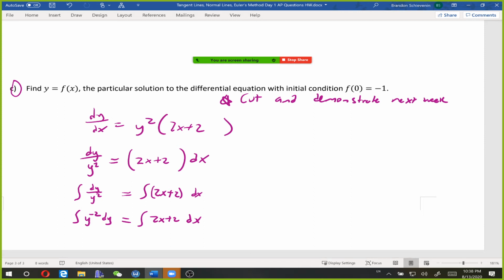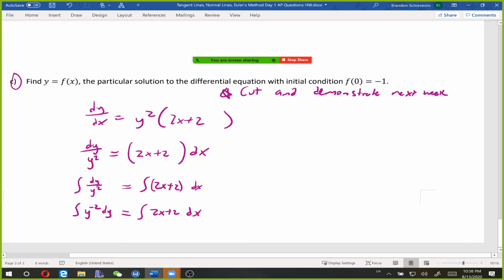Back to this one. So really quickly, we threw all our y's on one side, all our x's to the other. Then we integrated. I haven't actually integrated yet. I just rewrote this left side so that I could integrate using power rule instead of having to integrate with this crazy fraction. So if I want to integrate y to the negative 2 power in terms of y, what's going to happen, Kyle?